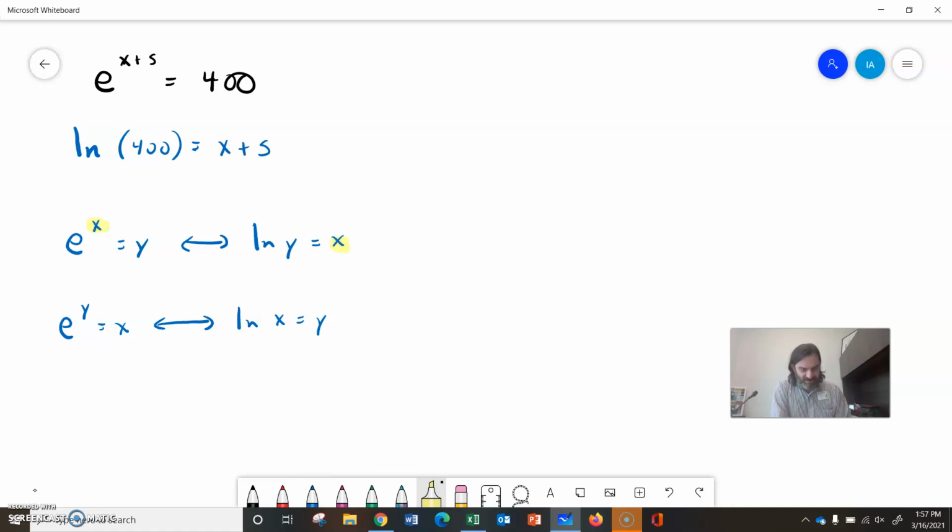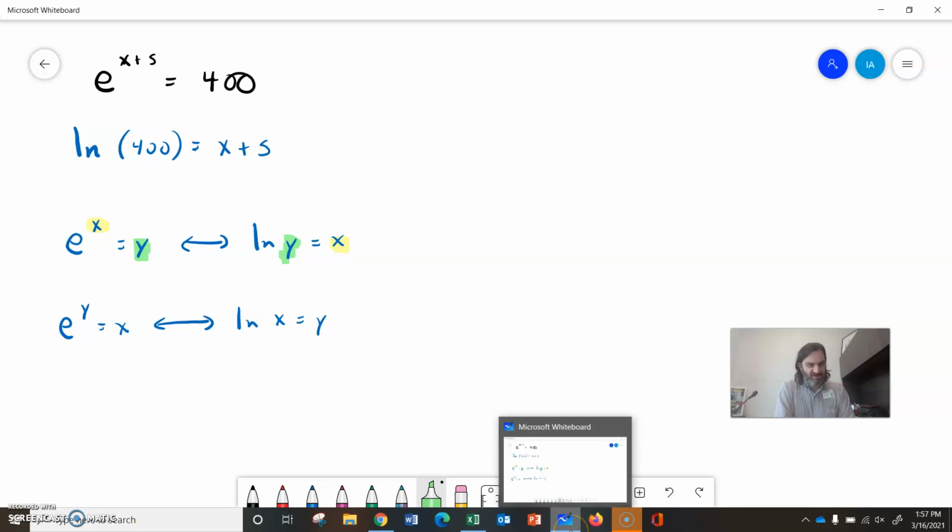So x's go where x's go, and y's go where y's go. We can call them anything we want, but this is the position they need to be in. So if you want to change the name of them, the yellow things need to be where the yellow things are, and the green things need to be where the green things are.